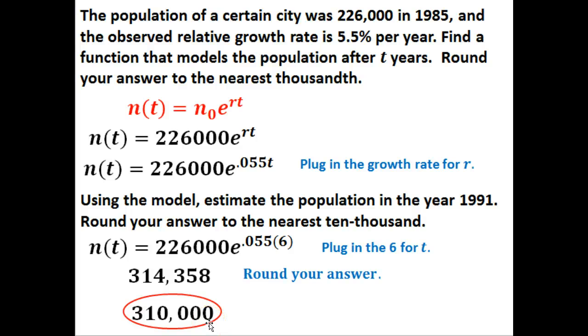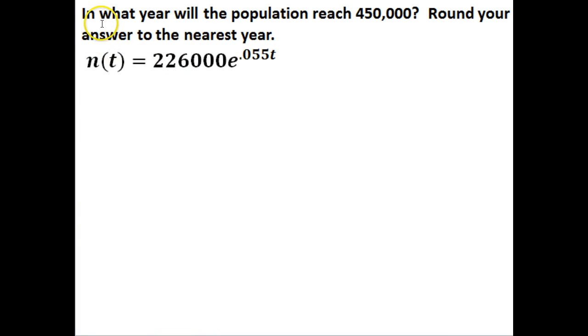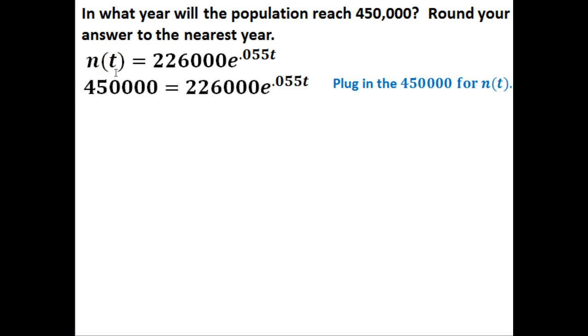Okay, now we're going to continue on with this same problem here. We're going to continue to use this same function, this model, this formula that we did for this one. And now it's going to have a new question. In what year did the population reach 450,000? So now we've got this information here, but we don't know the time. That's what we're going to solve for. What we do know is the ending population, 450,000. So I'm going to plug that in for N(t) right here. So I'm just going to substitute that in.